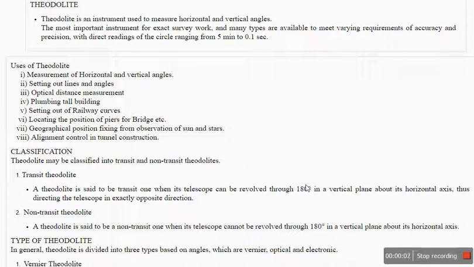Hello students, in this video we are going to learn about how to measure angles using a theodolite. A theodolite is an instrument which we use to measure horizontal angles and also vertical angles. In the previous videos we have discussed the compass. It is also an instrument with which we can find angles, but only with reference to the north, whereas with a theodolite, you can measure angles from any point.